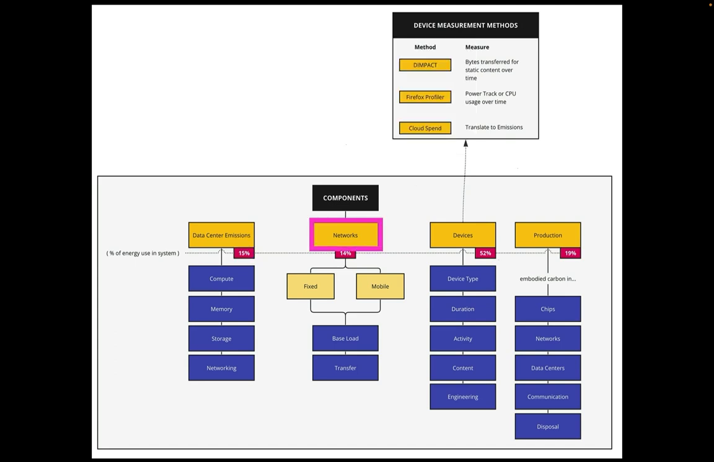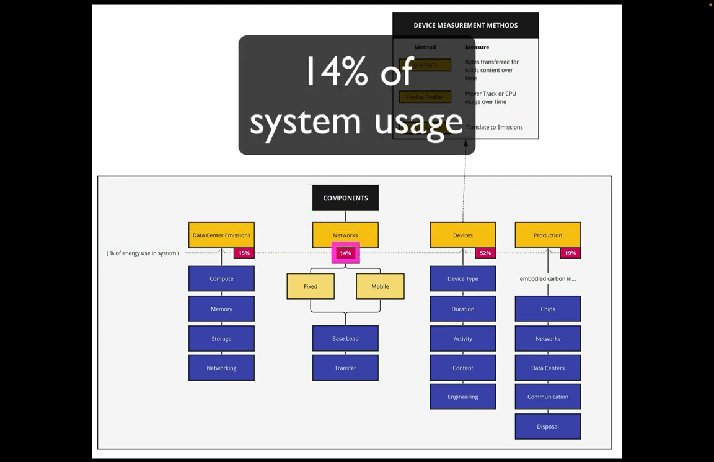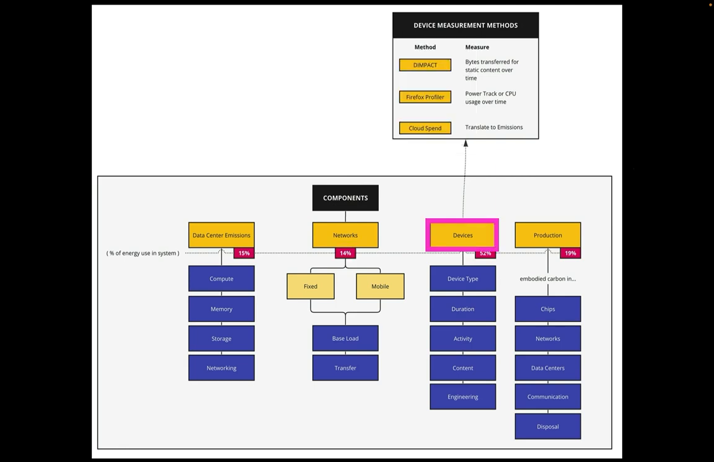Then there's the networks themselves. Among networks, you'll find fixed networks as well as mobile networks. And within each of these, there is a base load to establish the network connection, as well as a transfer cost for the bytes transferred. Now, this does not scale linearly. There are efficiencies of scale to greater bytes transferred within the network. The bulk of the cost is often within that base load, and networks consist of about 14% of the total system usage.